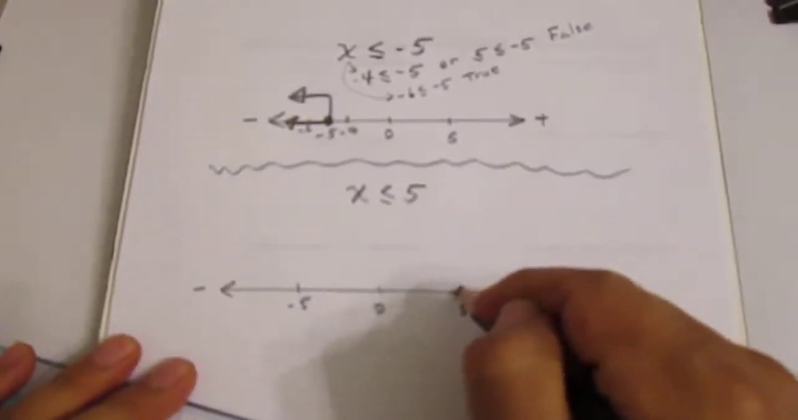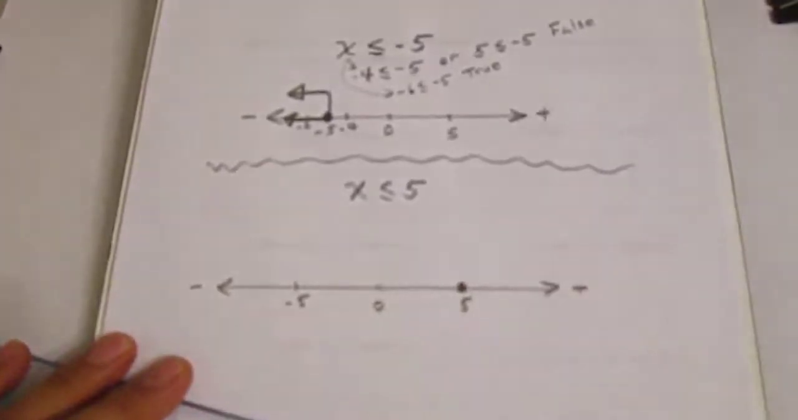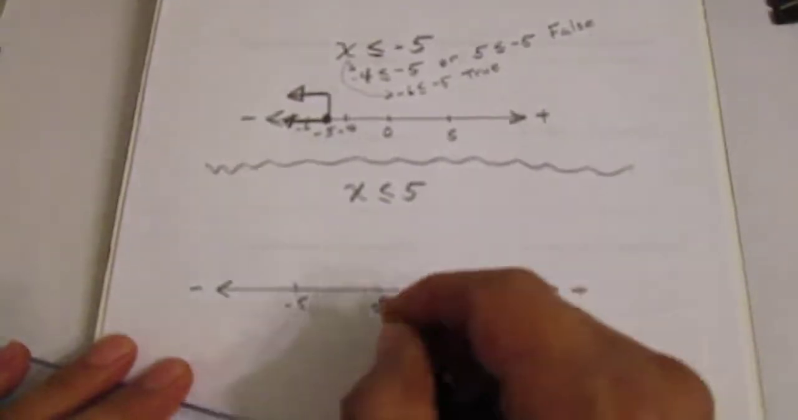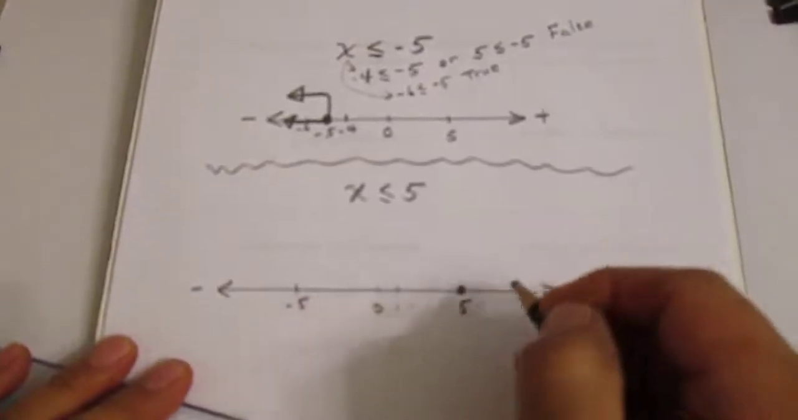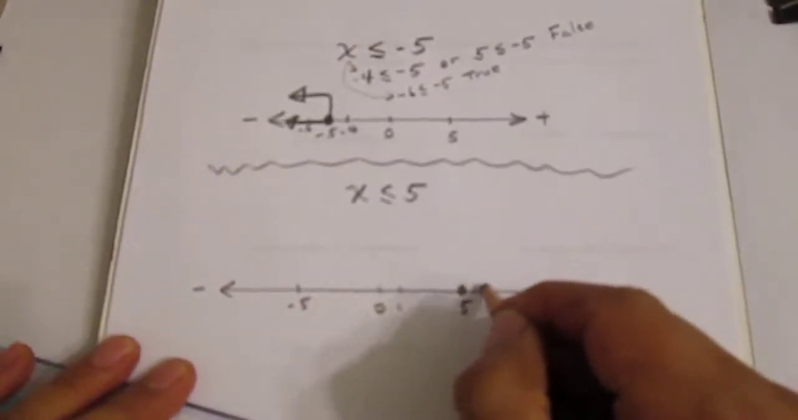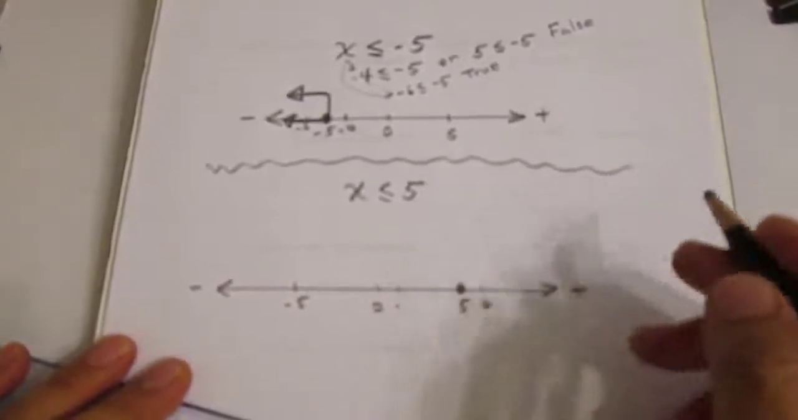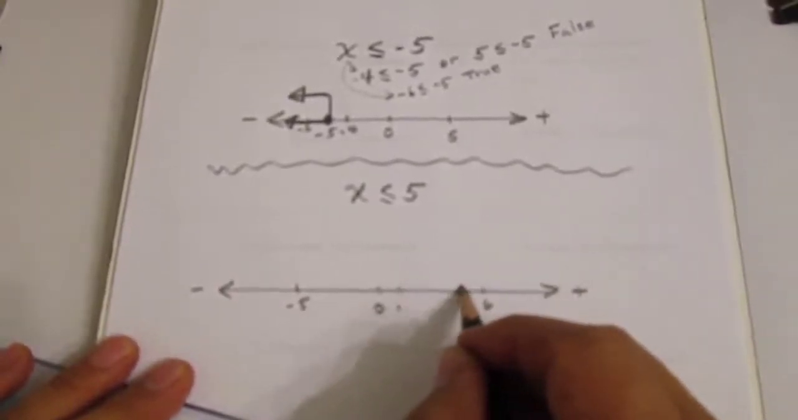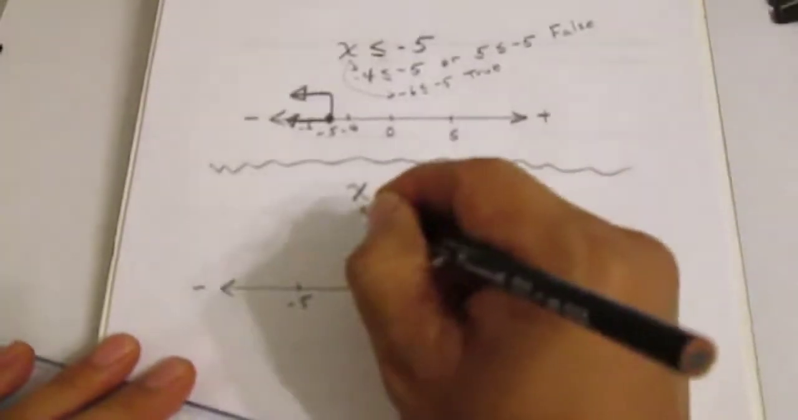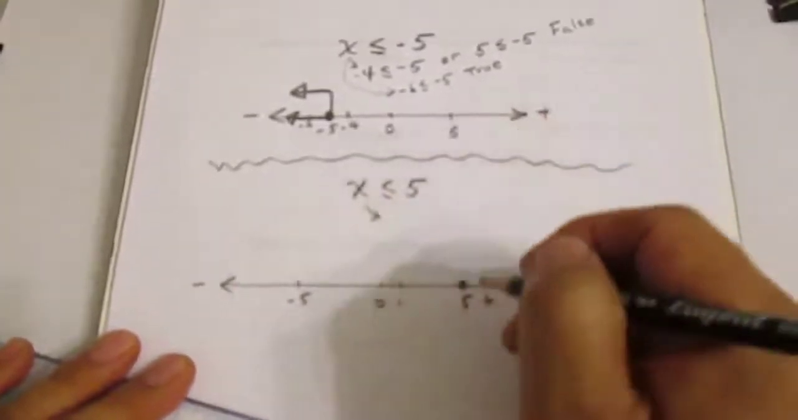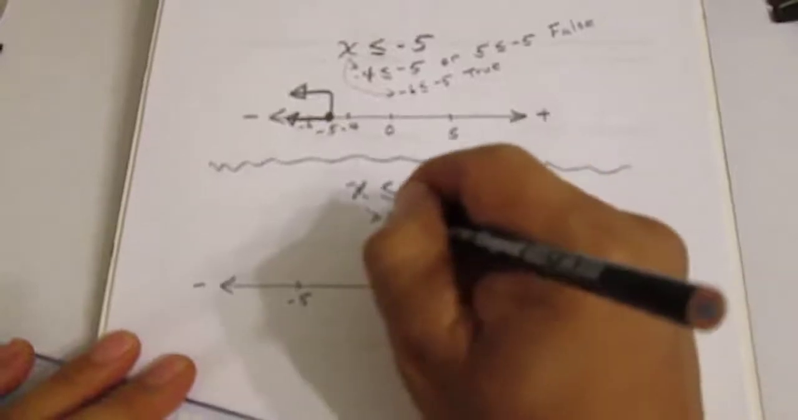So I'm going to solid dot it there at the 5. And then again, I'm going to pick something easy. How about 1 on the left and 6 on the right? So I'm going to check the one on the right first, or it doesn't matter which order you do. But let's say x is 6.